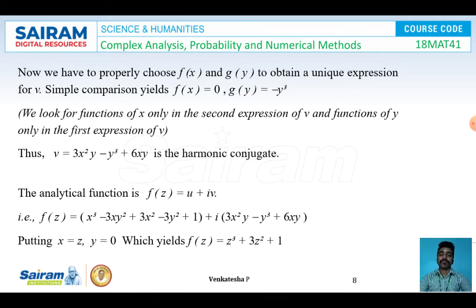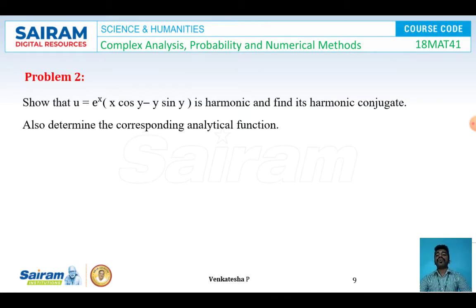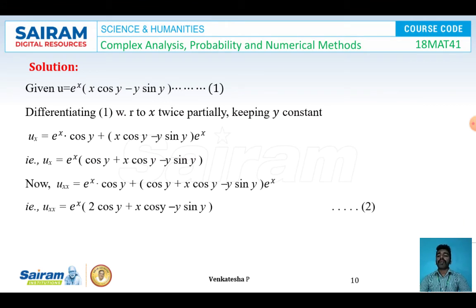Example number 2: show that u is equal to eˣ (x cos y minus y sin y) is harmonic, and find its harmonic conjugate. Also determine the corresponding analytic function. This problem is also the same as the previous problem. The first thing is we have to show u is a harmonic function. So I'll be taking the given u is equal to eˣ (x cos y minus y sin y). Call this one as equation number 1. So differentiating 1 with respect to x twice partially, keeping y constant.